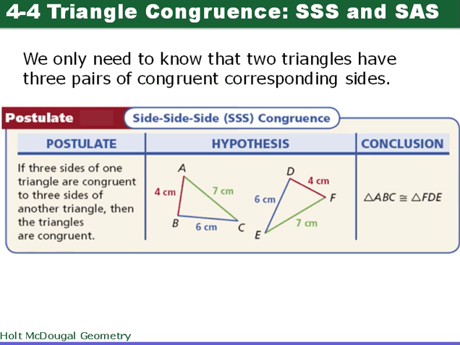So this is our first postulate, side, side, side. So we don't have to know anything about the angles to know that the triangles are congruent. So it says if three sides of one triangle are congruent to three sides of another, the triangles are congruent.